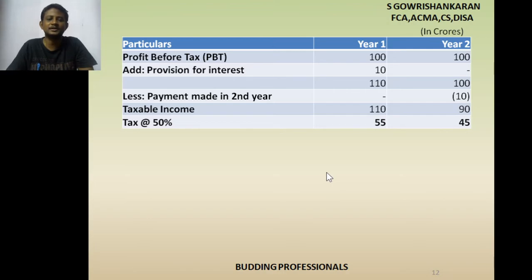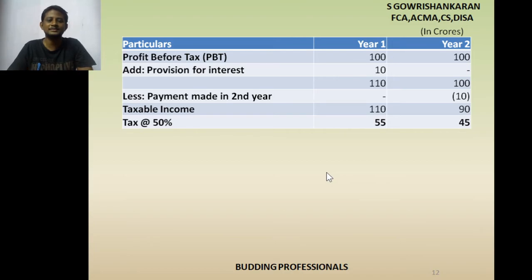First year interest is paid only in second year. But second year interest is paid in second year correctly. Second year there is no delay, so there is no impact. You got it, or what I am saying? Second year interest is correctly paid in second year itself, so there is no disallowance, so we need not add back anything. Then you arrive at something, 100.